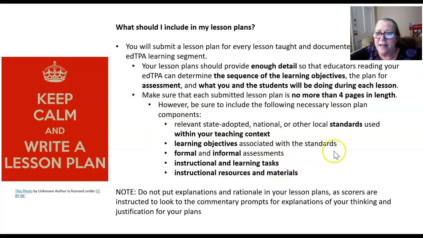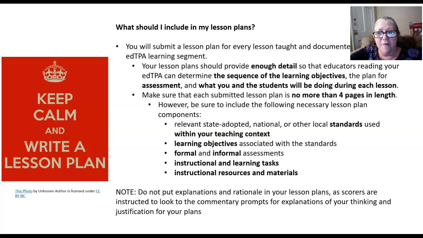must-haves. Your lesson plans must have standards within your teaching context. You must have learning objectives, not performance objectives. You need to have learning objectives associated with those standards. Formal and informal assessments. Those must be identified on your lesson plans.